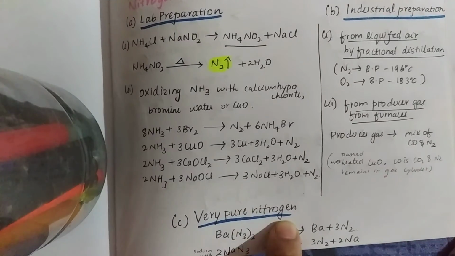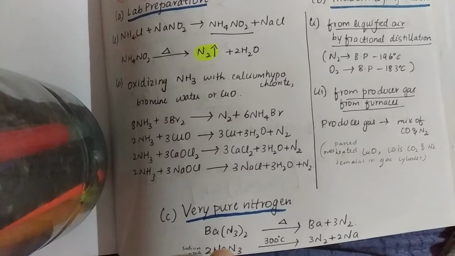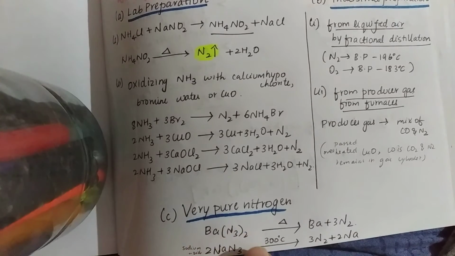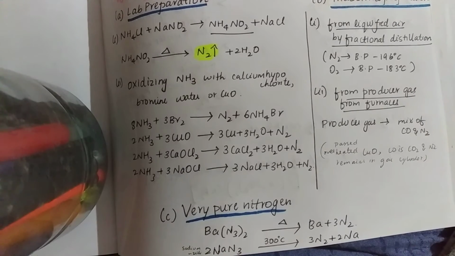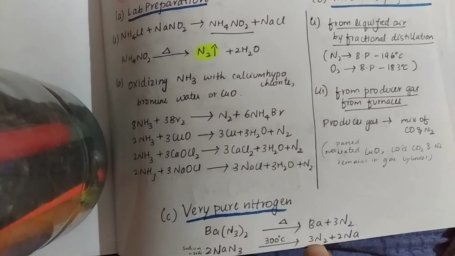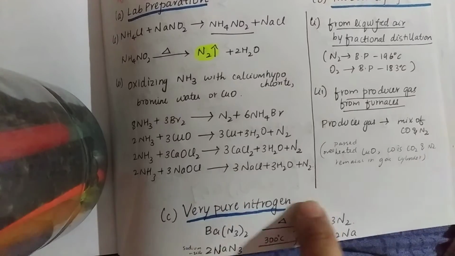And the last one, very pure nitrogen. We get pure nitrogen too. How? Barium azide, Ba(N3)2, is heated and we get Ba plus 3N2, or sodium azide NaN3. Sodium azide is NaN3, and when we heat it at 300 degrees Celsius, thermal decomposition, we get N2 gas. So this is how we obtain very pure nitrogen.